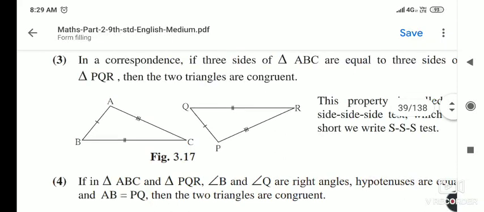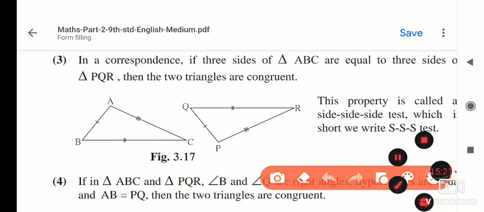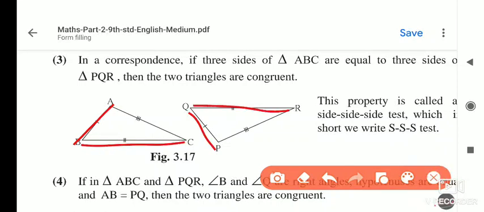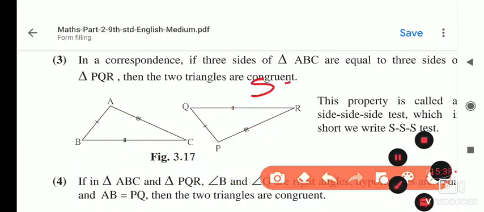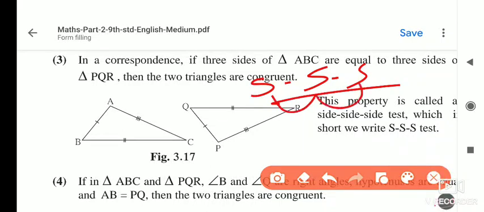And next is the SSS test of congruency. A triangle has three sides, and if all three sides of the first triangle are equal to all three sides of another triangle, then these two triangles are congruent to each other by which test? That is the SSS test of congruency, that is side, side, side.